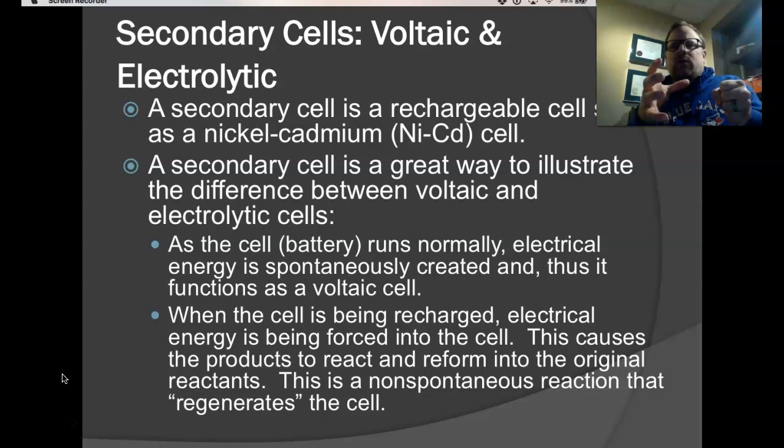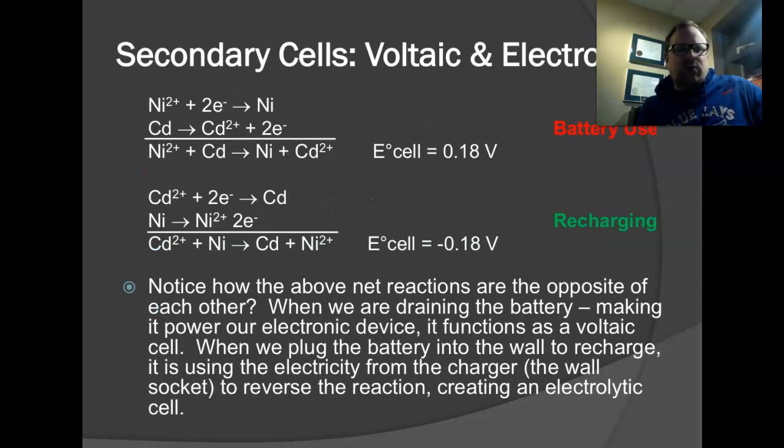When we hook it up to a power source, what used to be the cathode that got very large becomes the anode. What used to be the anode that became very small becomes the cathode. And so we end up eating away at the new anode, which used to be the cathode, and adding back onto the new cathode, which used to be the anode. And so we basically reverse the reactions, and it regenerates the cell. So that's what this is showing here.